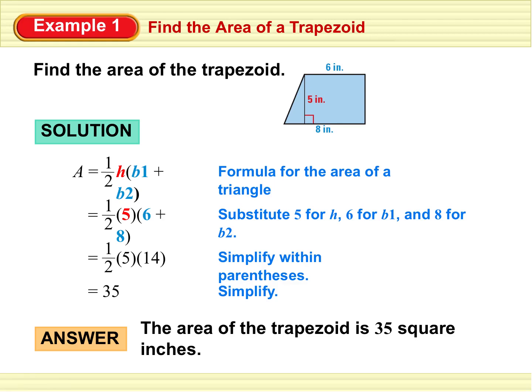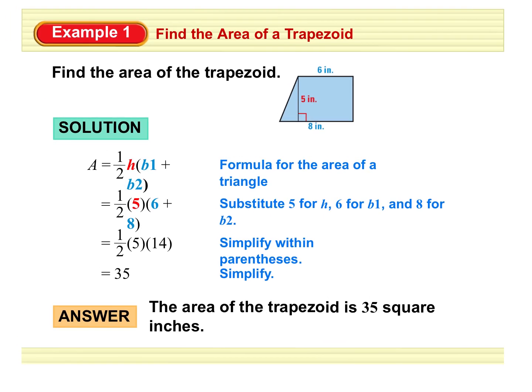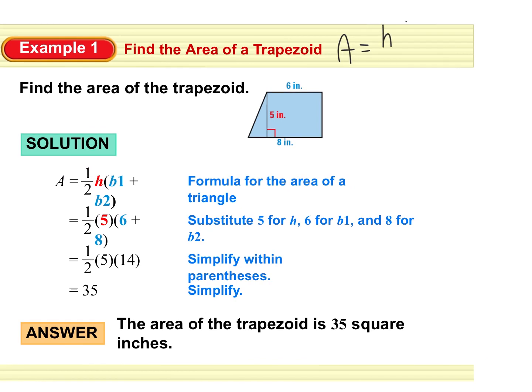So moving on to 8.6, learning one more shape for today, trapezoid. Area of a trapezoid, everyone write this down somewhere. It's height times base 1 plus base 2, all divided by 2. Okay, let's talk about those different pieces.